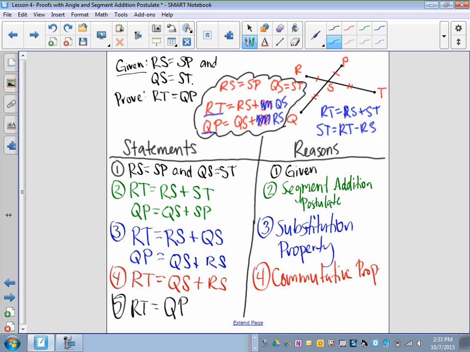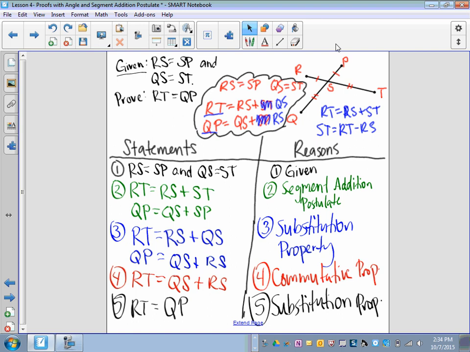See, that's exactly what we're wanting there. And what property did we use here? Substitution again. If you said transitive, that would have worked too. Substitution. And again, double check to make sure that your final statement matches what you're trying to prove. They have to be exactly the same. Questions on that?